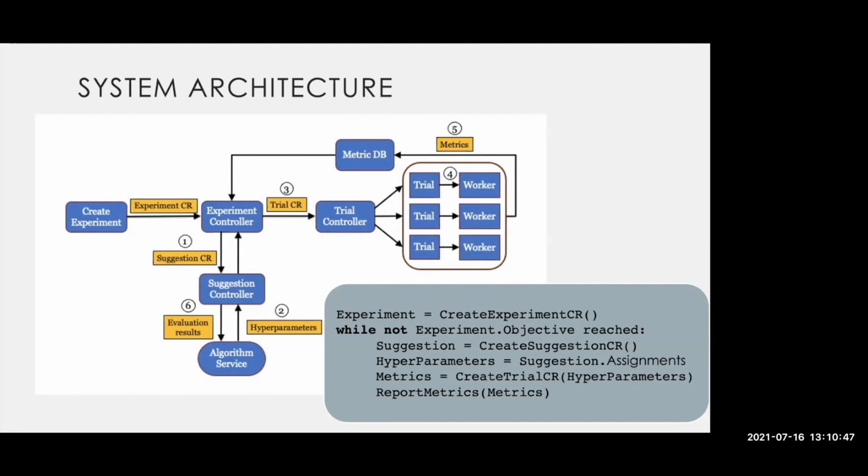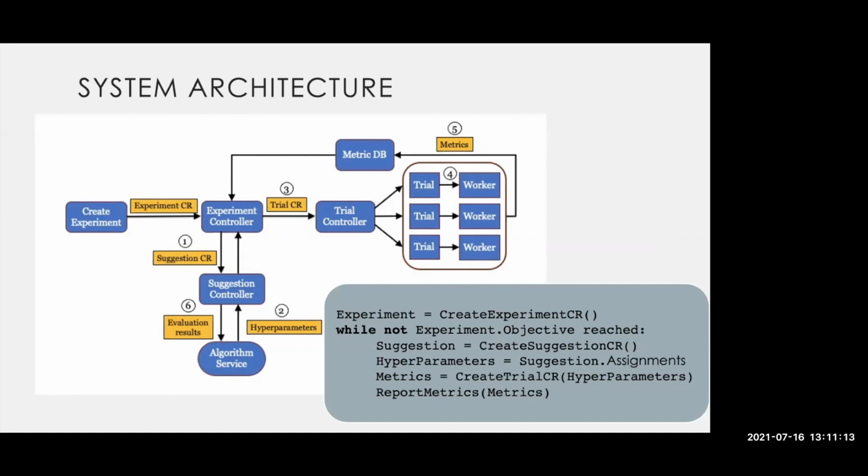Now, the experiment controller reads the suggestion status and creates the trial custom resource. The trial controller, reading that, creates that many parallel trials. And there are different parameters to tune that. Each trial corresponds to one particular suggestion. So here the trial gets started. It starts emitting metrics, and these metrics are stored onto a metric DB once it is completed.